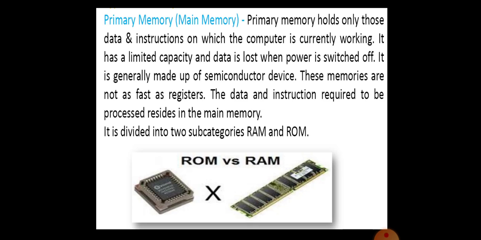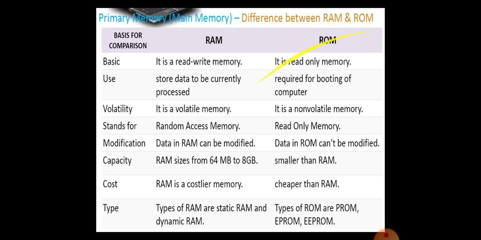The main memory is mainly divided into two, that is RAM and ROM. RAM means random access memory. ROM means read-only memory. Coming to the comparison of RAM and ROM. First, we need to discuss random access memory. Within that, we can read and write. That means data can be read from and written into the memory.